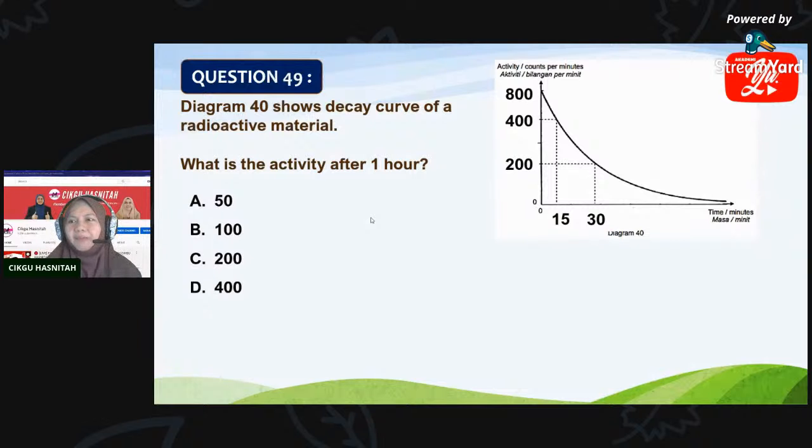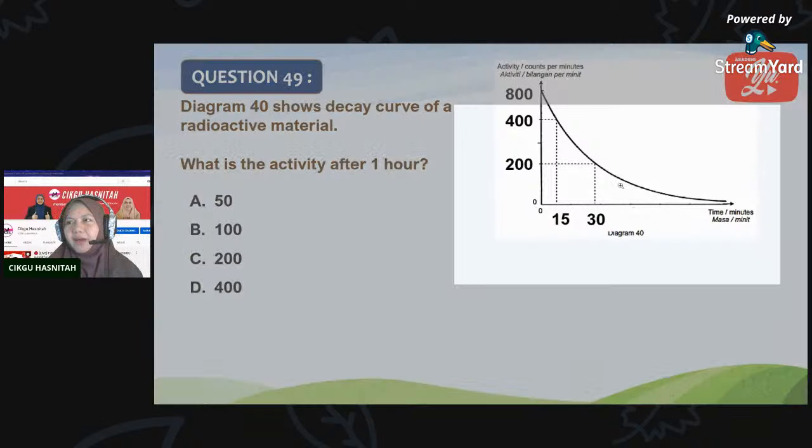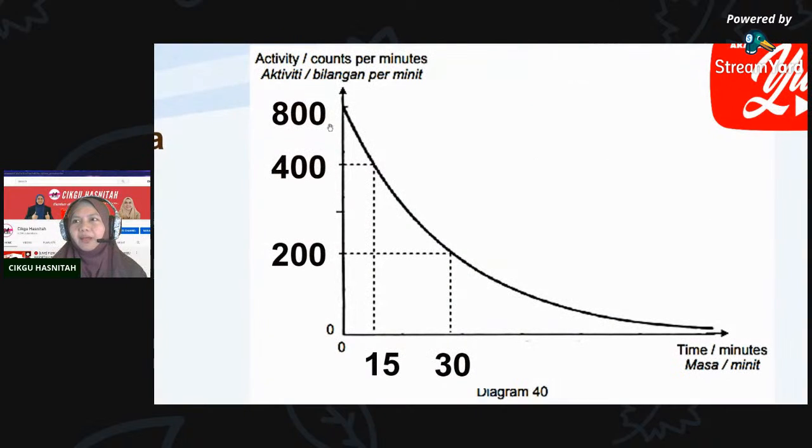Before that, again, please do the correction on diagram 40. Please correct this diagram. Up here is supposed to be 800. Here is 400. So 500 is no more, you can delete. And down here is 200. And the time here is 15 for 400, and 30 minutes for 200.